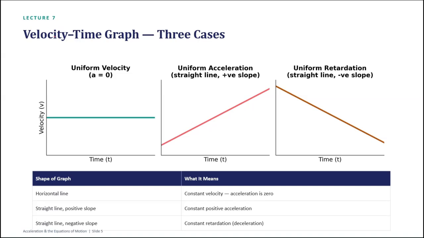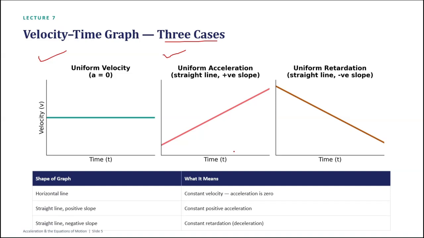So now we have some different cases of the velocity time graph. We have three cases. Looking at the first case, we can see that on the vertical axis we have velocity, and on the horizontal axis we have time. As time passes by, the velocity stays the same. The velocity is not changing, so this is a case of uniform velocity. So the acceleration will be zero, because in uniform velocity the final and initial velocities are the same.